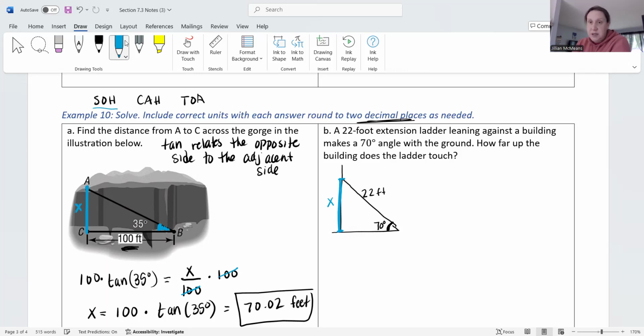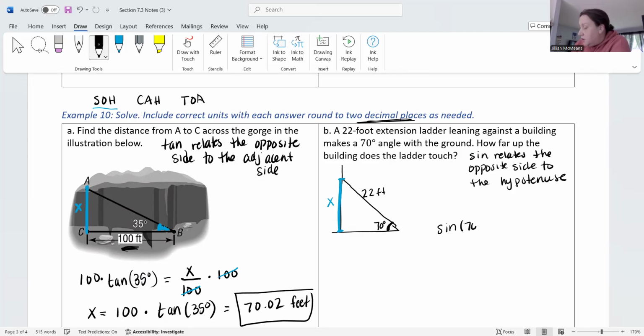It looks like sine is going to be really helpful here because sine relates the opposite side to the hypotenuse. So if I take sine of 70 degrees, I can create an equation. Sine of 70 degrees equals the opposite side, which we're saying is x, over the hypotenuse, which we're saying is 22 feet.